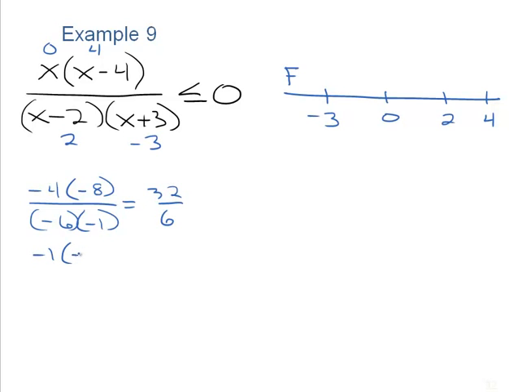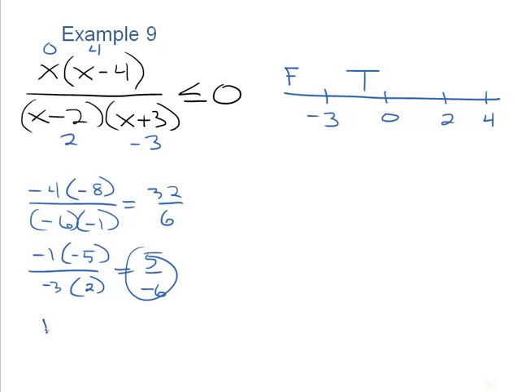Negative 1 times negative 5 over negative 3 times... looks like 2, right? Negative 1 plus 3, so the top is going to be a positive 5. The bottom is going to be a negative 6. That's going to be a negative fraction, so it's less than 0. So true. Go over here, choose 1.